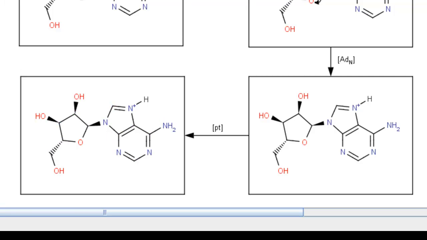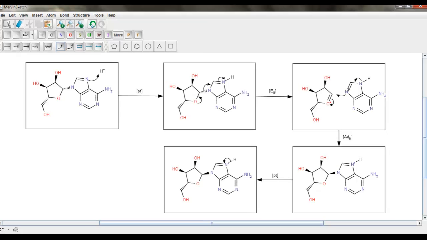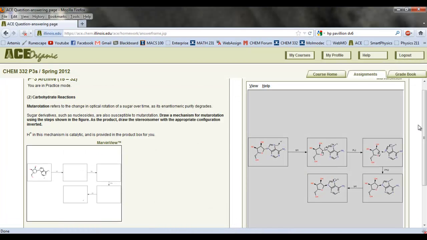is to finish off our proton transfer step to reform our acid catalyst, which is just taking this hydrogen off and attaching it back to the nitrogen. And that should be it. Let's check.